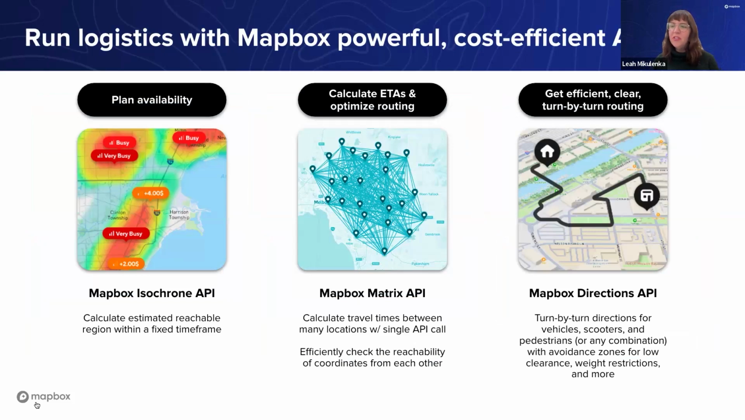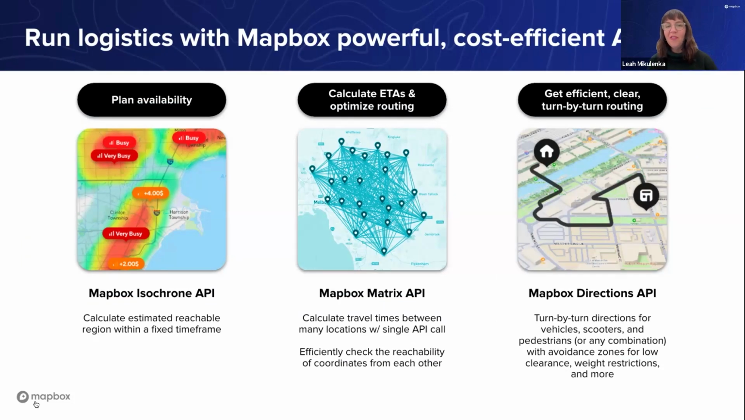So another slide here that just shows a little bit more about some of these APIs. The Mapbox Isochrone API helps you plan availability and understand how far someone can go in a certain allotment of time. So, we talked about customers who are using Mapbox for sort of back-end logistics planning. The Isochrone is a great one. It's not in the navigation SDK, but it's one that you can use in conjunction with it and get that extra feature.